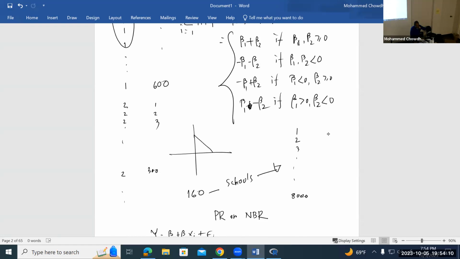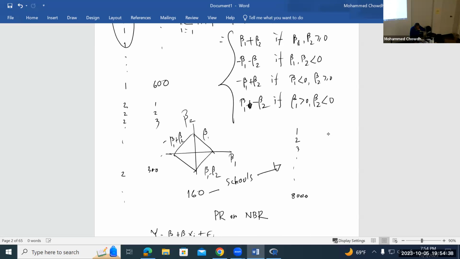So what do these 4 lines look like? This is beta 1 plus beta 2. This is negative beta 1, negative beta 2. If I put beta 1 here and beta 2 here, like this, then in this case beta 1 is positive, so this is beta 1 minus beta 2. That is beta 1 plus beta 2, and this is beta 1 plus beta 2. That is beta 1 minus beta 2, right? That is a diamond penalty for two dimensions. So the diamond penalty means this is the point of discontinuity, right?